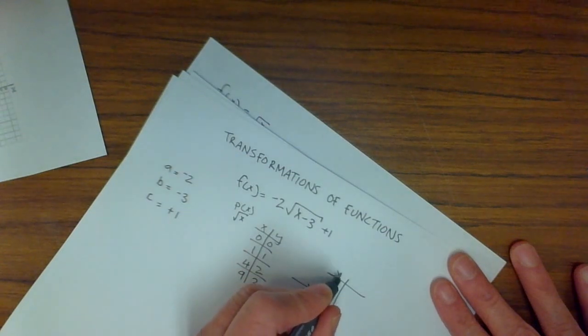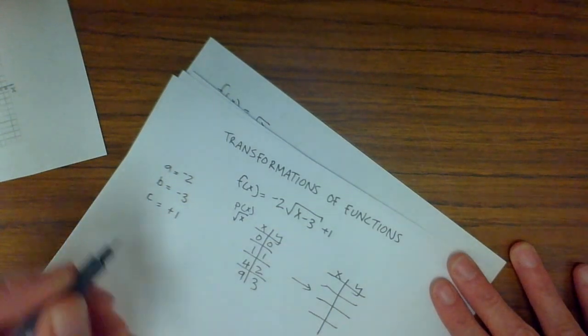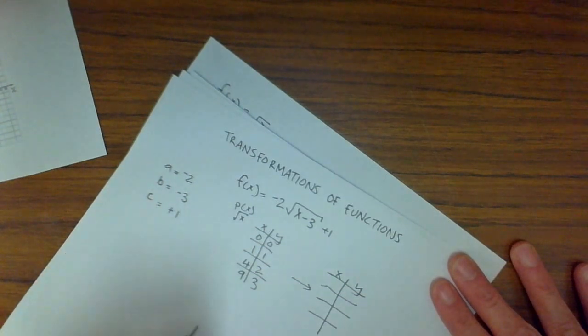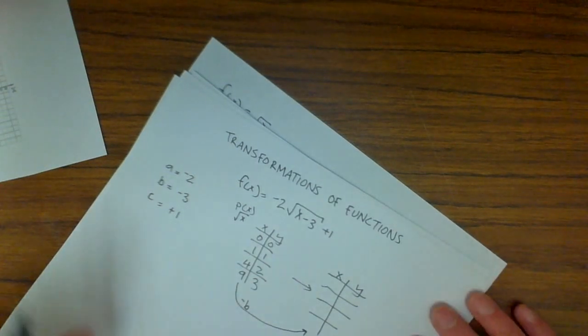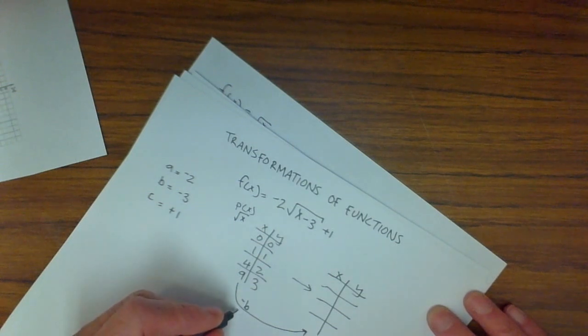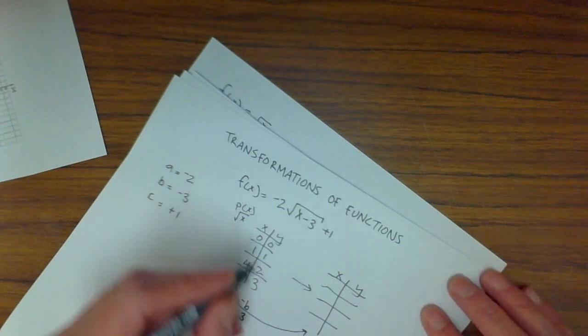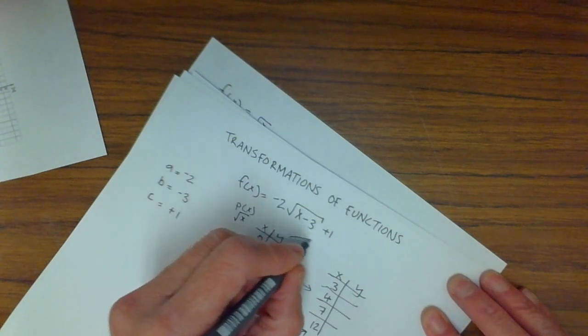All right, the only effect on the x-coordinate has been your b. B has the effect of moving the graph 3 units to the right. So what that does is you subtract b from all the x coordinates. Now in this case you subtract negative 3, so what you're actually doing is adding 3 to all the x coordinates. So that 0 point becomes 3, the 1 point becomes 4, the 4 point becomes 7, and the 9 point becomes 12.